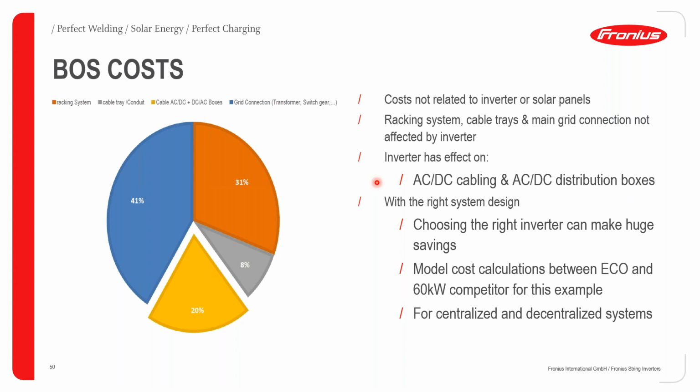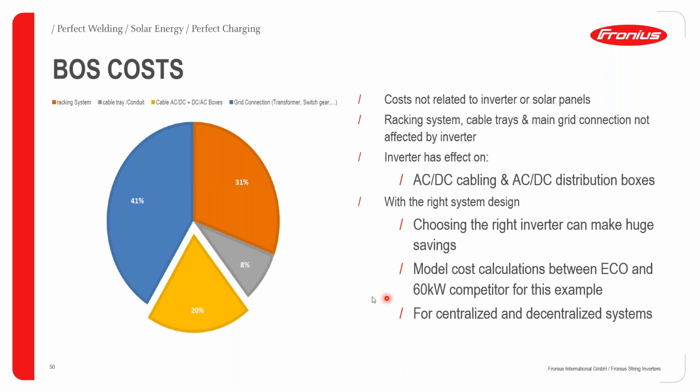However, going further, we dig deeper into the balance of system components, which are comprised of these key components. We have the racking system, which takes about 31%, and then at 41%, we have the grid connection. This includes the transformer, switchgear, and so on. And of course, we also have the DC-AC combiner boxes, which take about 20%. And then things like cable trays and conduiting, which take about 8% of the balance of system costs.